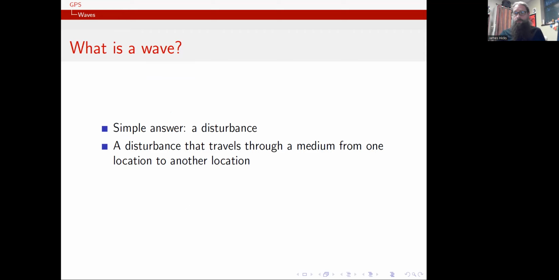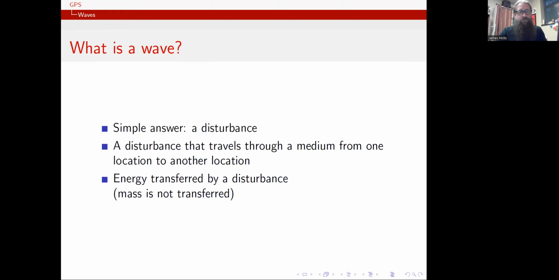That material or medium could be a string. So if you whip a string like that, you're going to send a pulse down that string. That's a wave. Another way that you could think about this wave is that it's energy transferred by that disturbance. So if I whip this string and that pulse goes down the string, whatever that pulse hits at the end, that can transfer energy to something else. So these waves are going to generally transfer energy, but not mass.